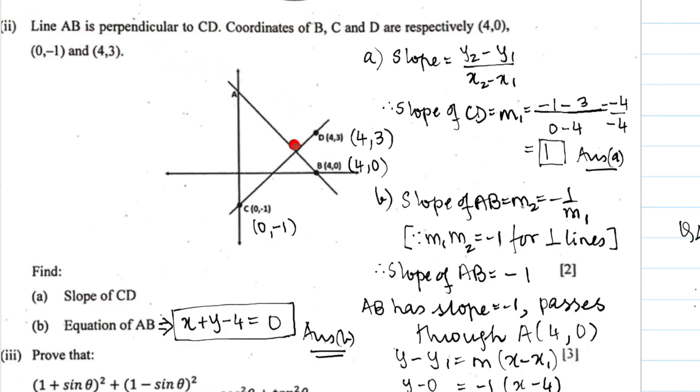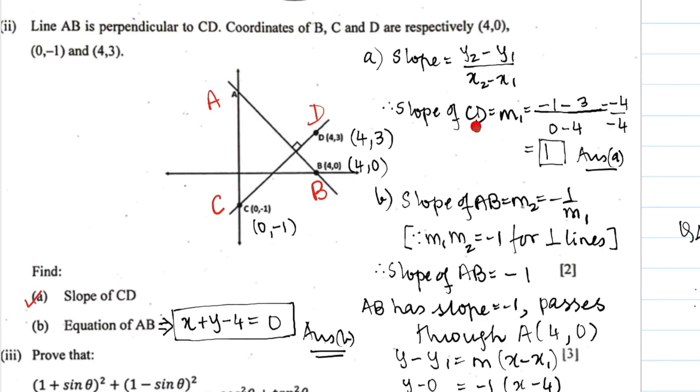So line AB is perpendicular. Can you see this AB? This is your A, this is your B, and this is your CD. So this is our C and this is our D. Coordinates of B, C, D are given here like so, and they are asking us to find the slope of CD. So we write the slope formula first, y2 minus y1 upon x2 minus x1.